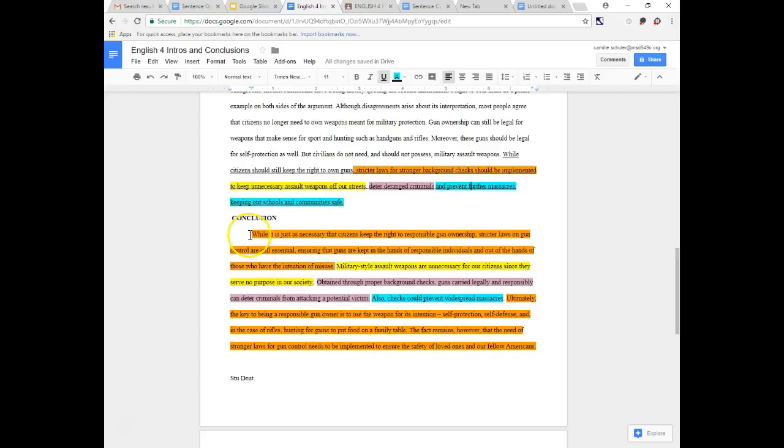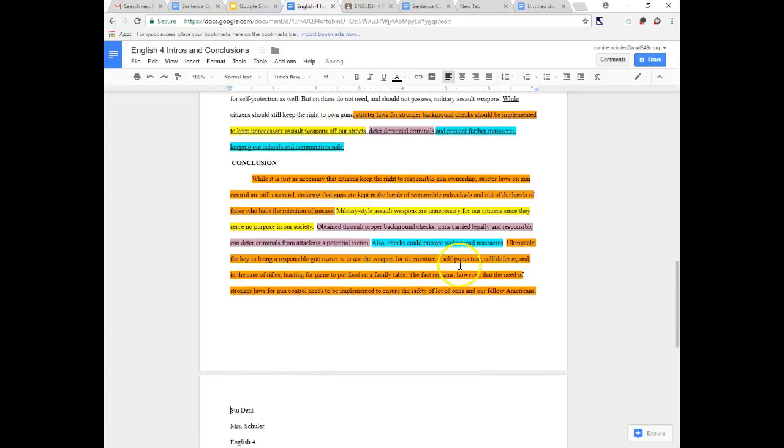All right, so the conclusion, the first sentence is going to kind of restate the argument. While it is necessary that citizens keep the right to responsible gun ownership, stricter laws on gun control are essential, ensuring that guns are kept in the hands of responsible individuals. All right, now let's look at this next sentence. Sentence 2 is a summary of topic 1. Notice it's yellow and then yellow. Sentence 3 is a summary of topic 2. Pink and pink. Sentence 4 is a summary of topic 3, prevent further massacres. Also, checks could prevent widespread massacres. And then the last sentence then wraps up the argument again.